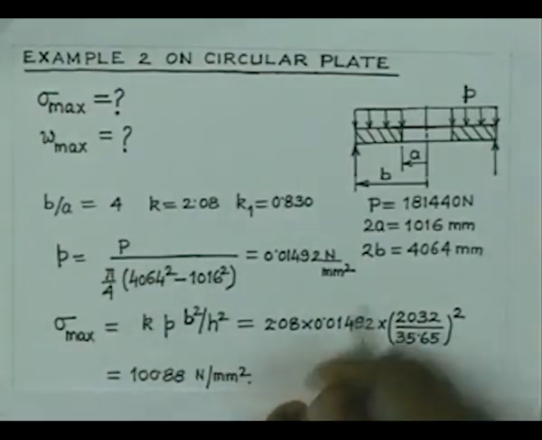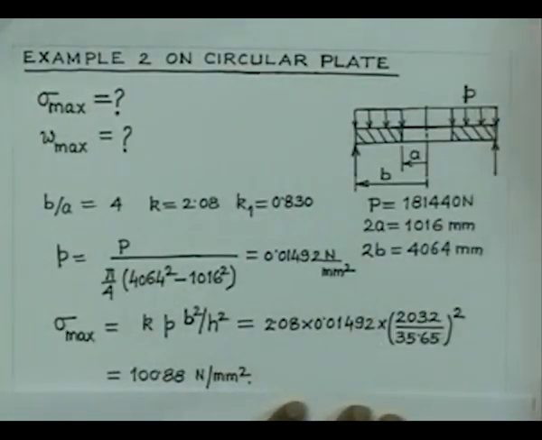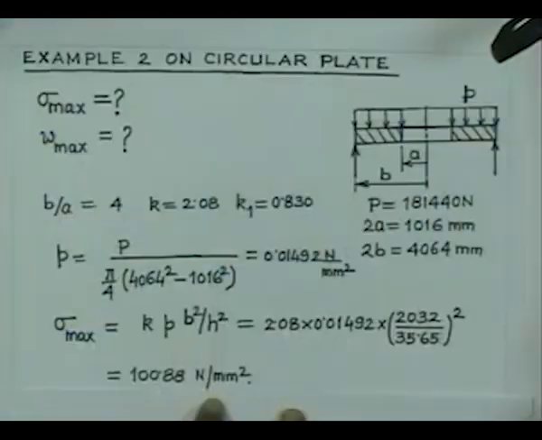Remember, the value in the earlier case, we had the maximum stress was 56.24 Newton per millimeter square. Just by having a hole at the center of radius 1/4 of the outer radius, we get the stress amplified by almost 2 times. So, that is the amplification in the stress.